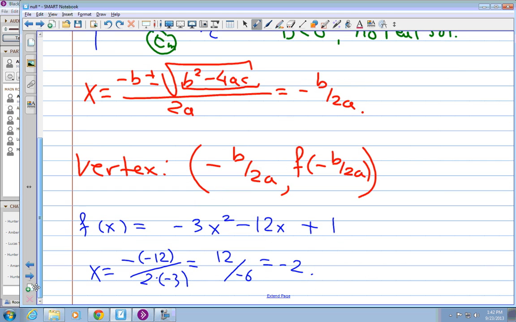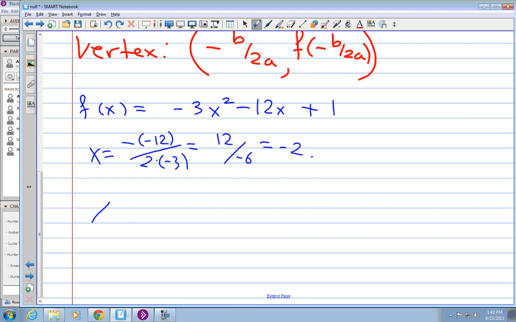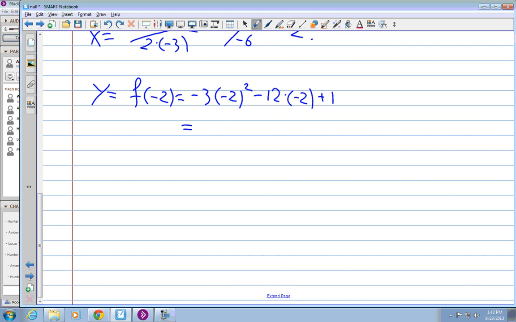To find the y value, we'll just evaluate our function at negative 2. So that's negative 3 times negative 2 squared minus 12 times negative 2 plus 1. Right? And that will probably come out to equal 13. But if I do the computations, it's negative 3 times 4 plus 24 plus 1. So that's negative 12 plus 25. So that's 13. So the vertex is negative 2 and 13.